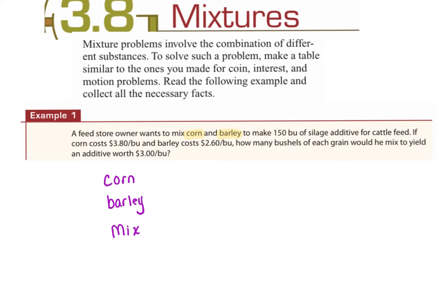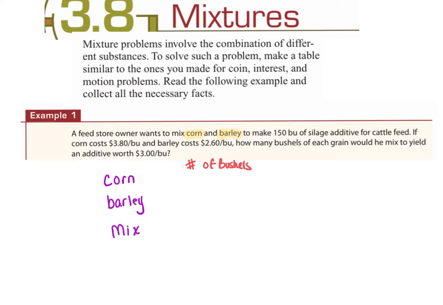Now for this, we have a count column and we have like, in this case, a price column. We're going to do some with percentages as well. And so you have kind of an amount for each piece, and then you have an amount for the total. So we have the number of bushels for this particular one.